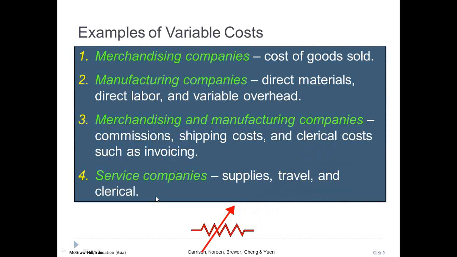Okay, so again, in merchandising companies such as Walmart, you've got cost of goods sold. In manufacturing companies, what are the types of variable costs? Well, you're going to have direct materials, direct labor, and variable overhead. In both merchandising and manufacturing companies, you tend to have commissions for sales, shipping costs, and clerical costs, back office costs. And lastly, service companies, we tend to see a lot of supplies, travel, clerical. So again, depending upon the type of organization, you'll see different types of variable costs.